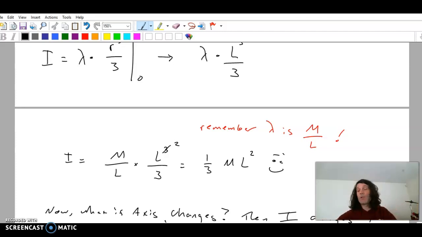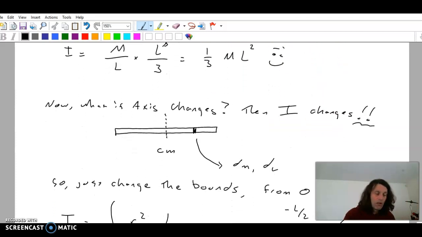So it doesn't matter if it's a meter stick or a foot stick. If the rod is doing one of these, its moment of inertia, its resistance to rotation, is 1/3 of the mass of the rod times the square of the length of the rod. It's that simple. Now, what if we change the axis? You guys know if you change the axis, then the I changes, right? Now let that dotted line be the center of the rod. So now the rod is going to rotate around its center of mass.